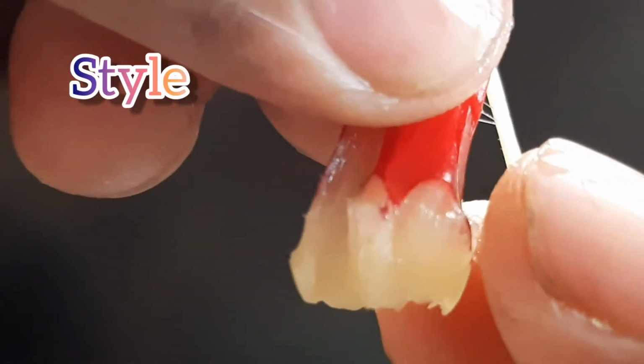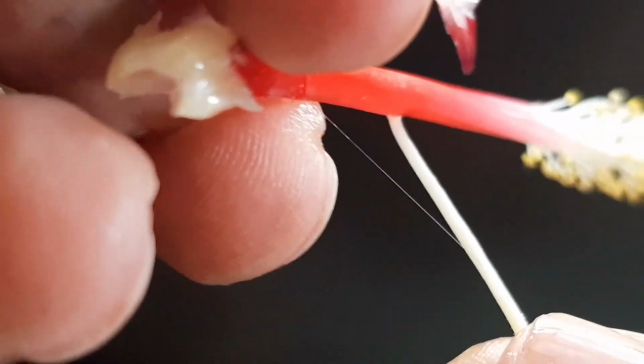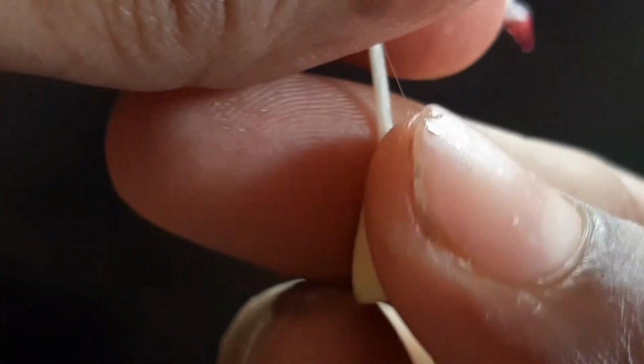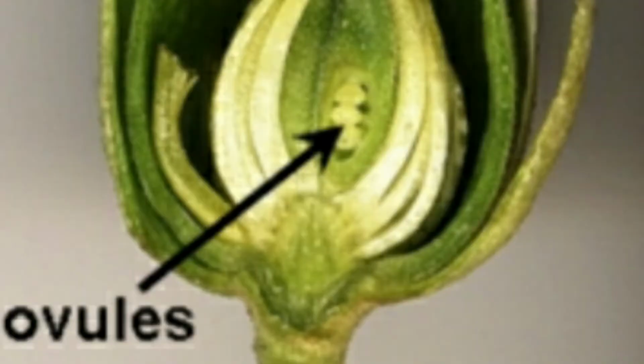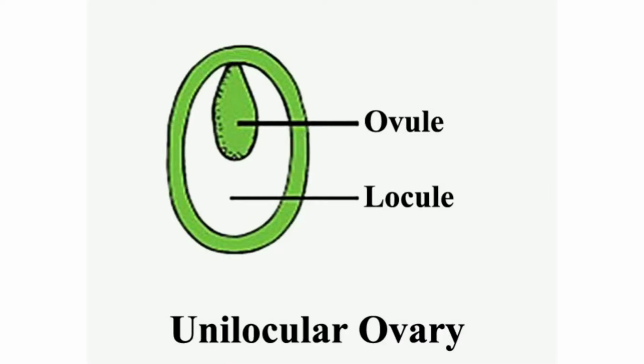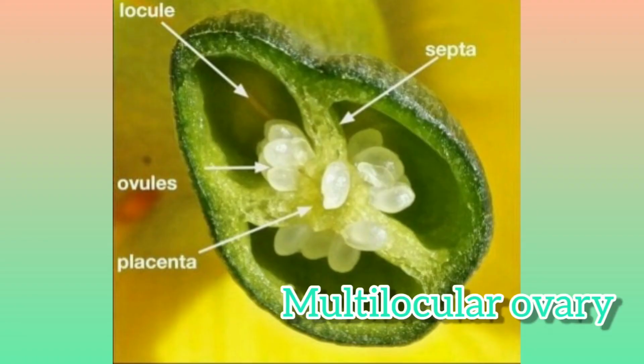Style. It is the middle long part of the carpel which connects the stigma to the ovary. The ovary. The basal swollen part of carpel is ovary. Ovary bears several ovules. A female gamete called ovum or egg is produced in each ovule. The ovary may be unilocular, when there is only one chamber, or multilocular when there are many chambers.